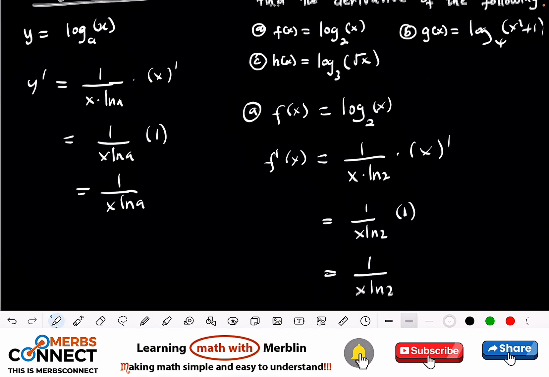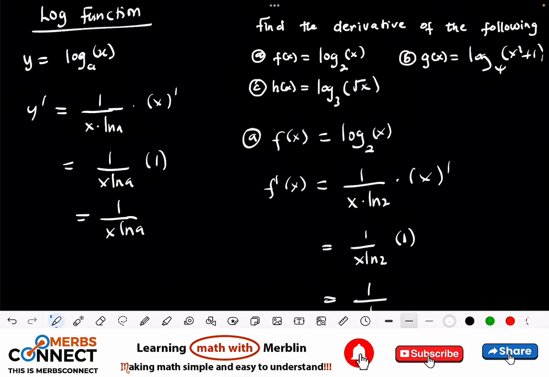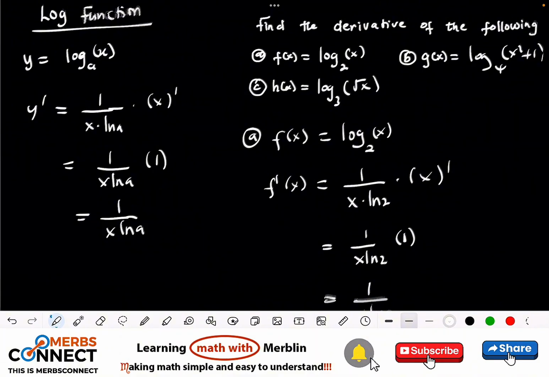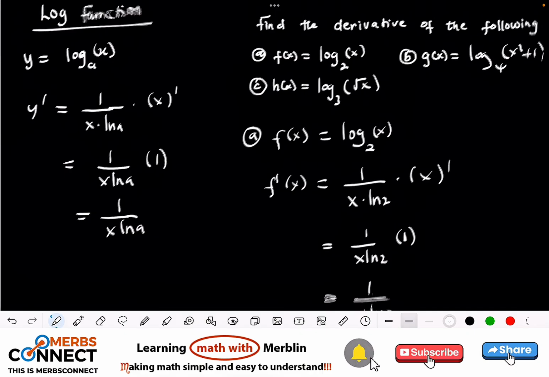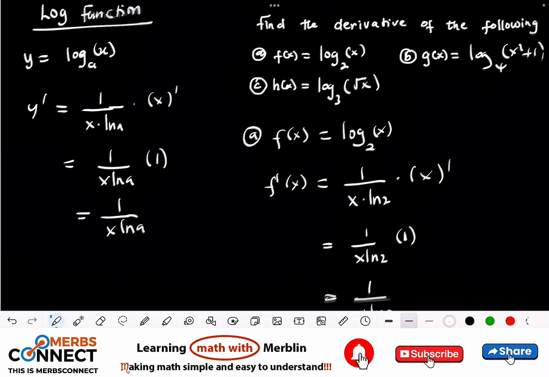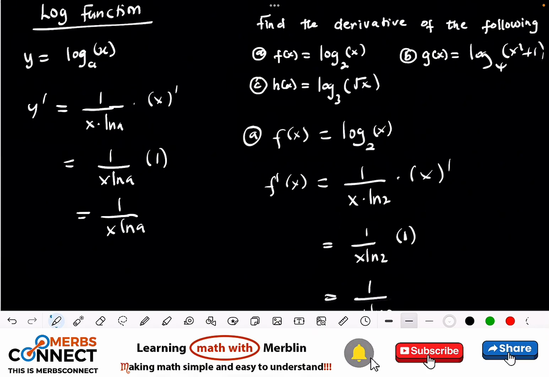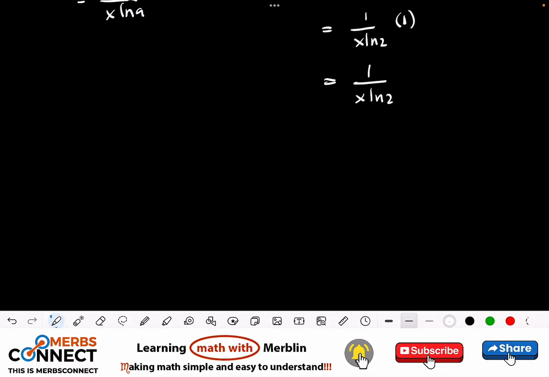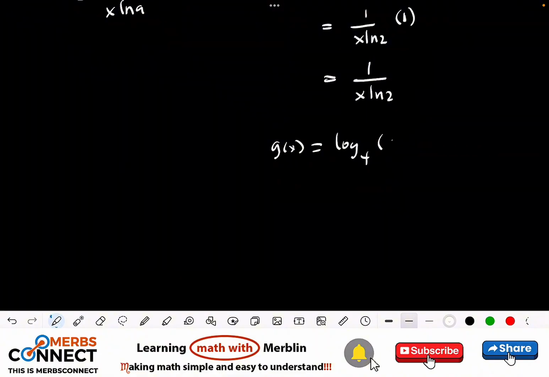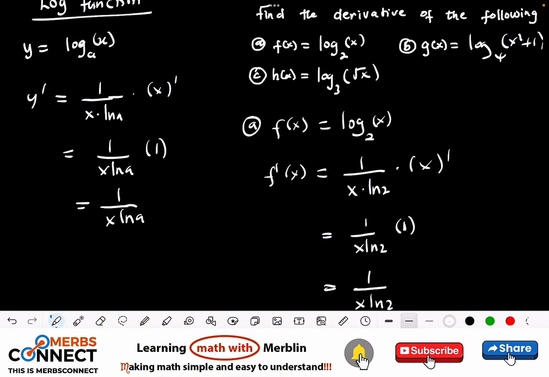Very simple. So it's always nice for us to learn how to differentiate individual functions, right? So that now when I'm doing the differentiation and they've combined them, I will be able to find my way out. All I need to do is figure out what type of rule I am going to use, because I know how to differentiate an individual function. Let's look at b. B, we want to differentiate g of x is equal to log base 4 of x squared plus 1, right?